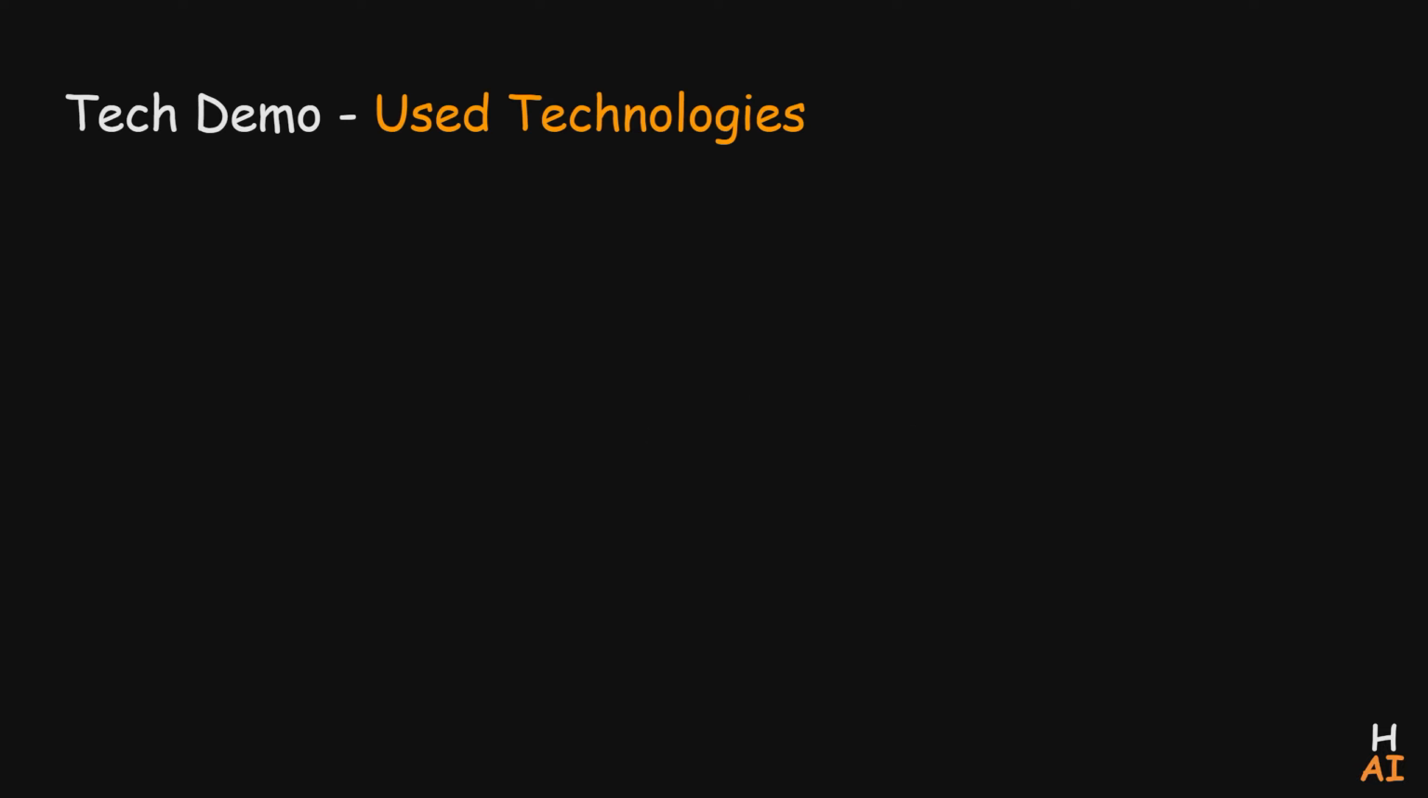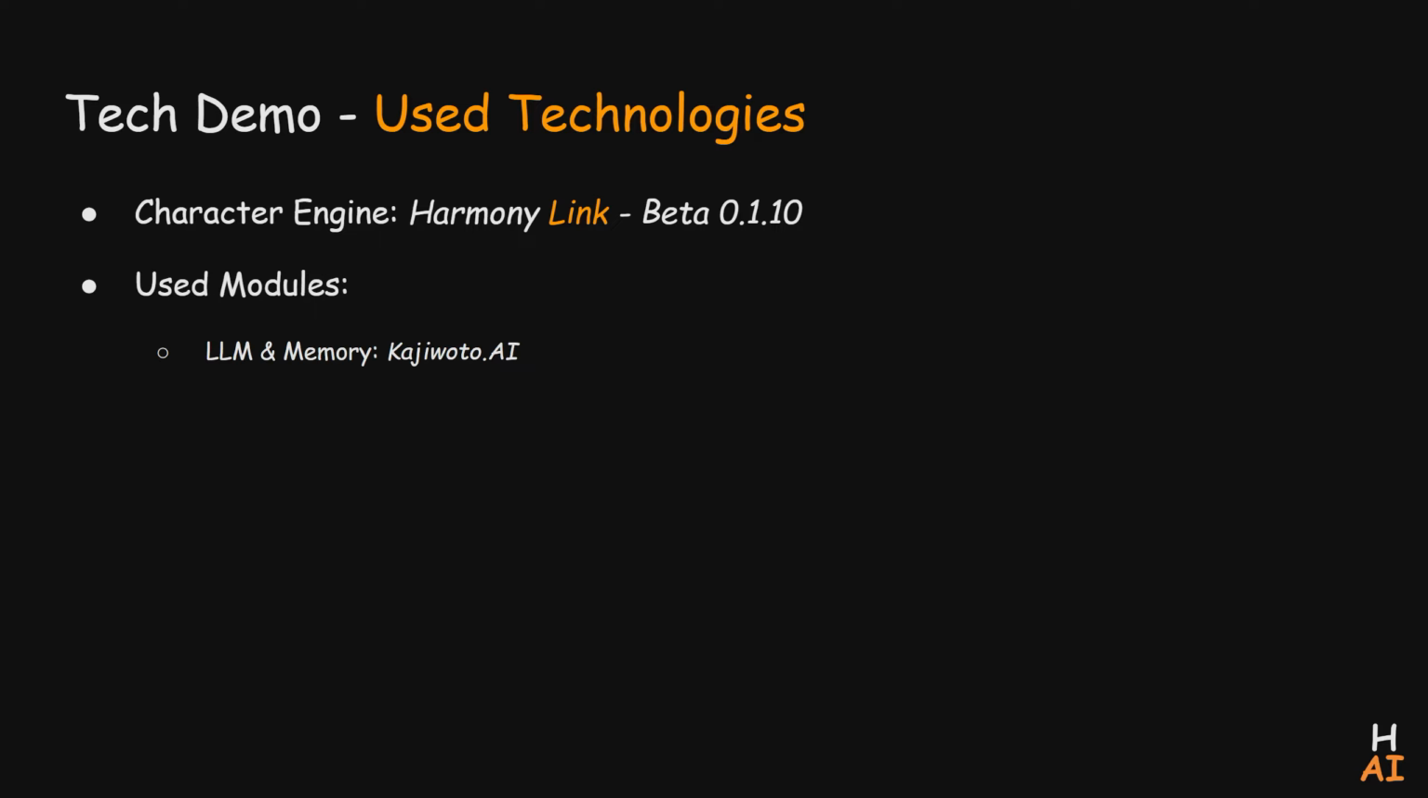As for the last part of our demo's presentation, let's see what was used to make this demo happen. The character engine that was used to provide Azumi with multimodality features was our Harmony software, which is available for free and currently in public beta for people to try out. Harmony uses multiple modules which work together to form a realistic character simulation. For this demo, we used Kashivoto.AI for the large language model and memory capabilities, which form the backbone of the character behavior simulation, our own Harmony speech engine for text-to-speech and speech-to-text capabilities, and our beta emotion system to control the facial expressions of Azumi.